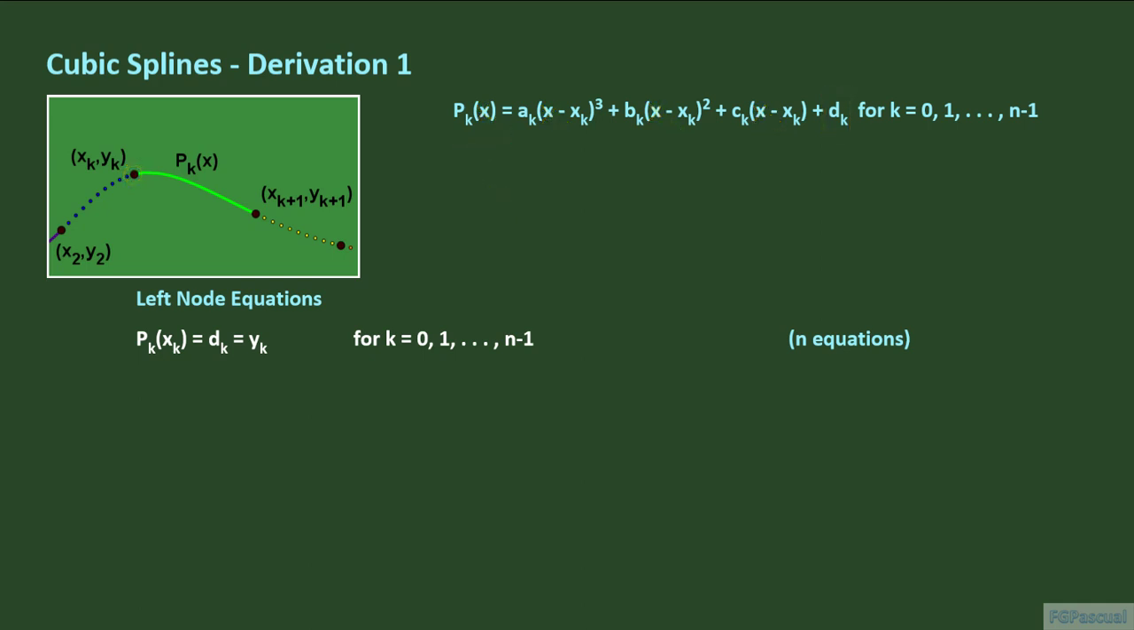Now, even though the last point, x sub n, y sub n, is not a left endpoint, we will still plug in x sub n, but this time to p sub n minus 1, the last polynomial segment. And so p sub n minus 1 of x sub n should be equal to y sub n. This gives us an additional equation.